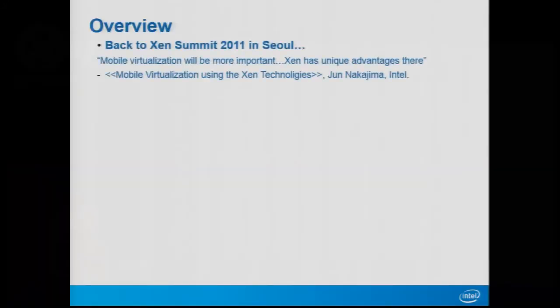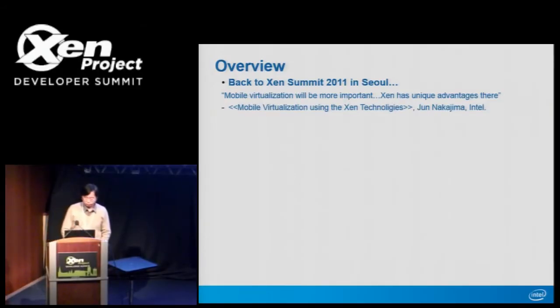Okay, that is the overview. Back at the Xen Summit 2011 in Seoul, Jun Nakajima from Intel, an architect in the Intel virtualization team, gave a talk called Mobile Virtualization Using Xen Technology. His comment was that mobile virtualization will be more important in the future, and Xen has a unique advantage there. For example, Xen is a thin, light hypervisor. It is a perfect choice if we want to virtualize mobile devices.